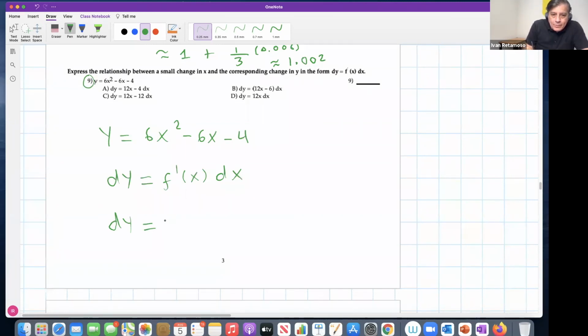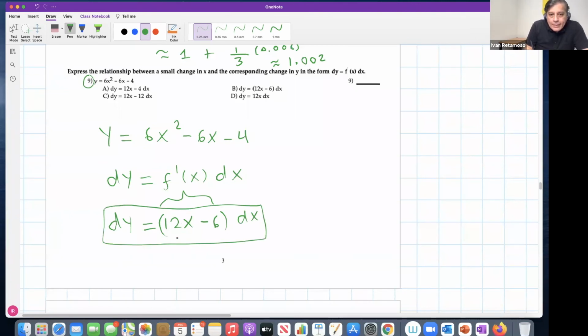It's just 2 times 6, 12x minus 6, right? That goes here for the derivative, right? And dx is just itself, dx, right? This is the relationship that they are looking for. So if you look through, it's not hard to see that this is there, right? For number 9, I think it's just this one. Very good. So as you can see, it's not that difficult.